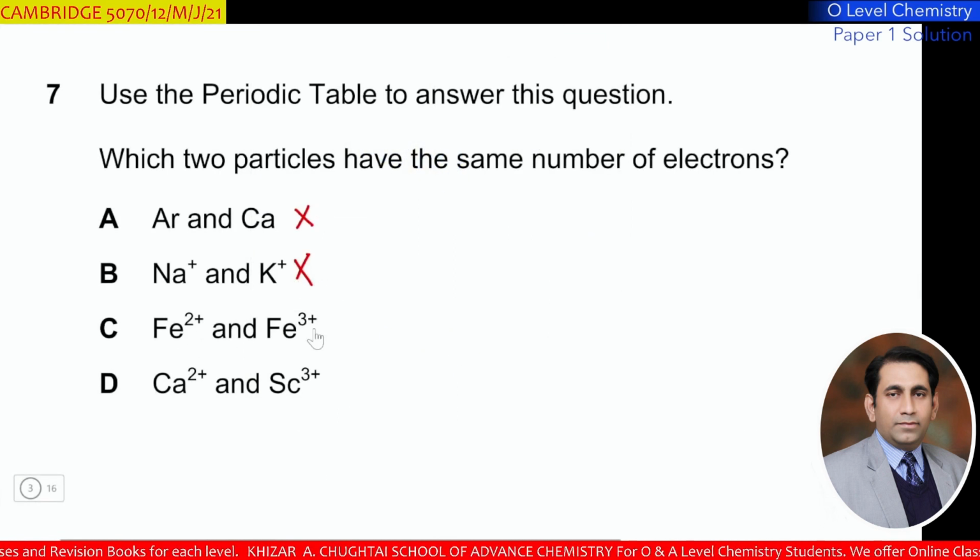Come towards iron 2 and iron 3. Once again, this is the same element. One is losing 2 electrons and the second one is losing 3 electrons. Again, it could not have the same number of electrons. The last one, I mean, it will be the correct option.